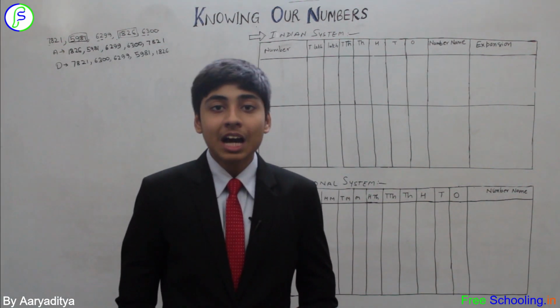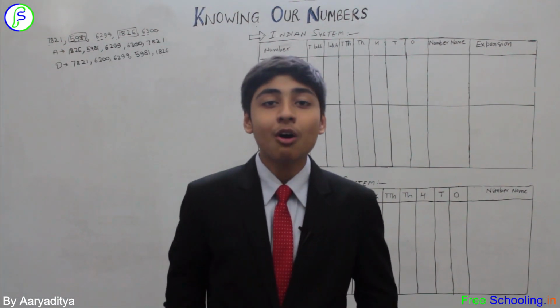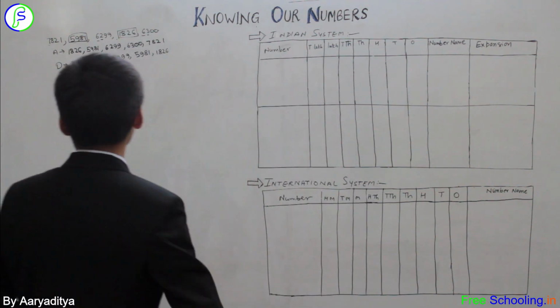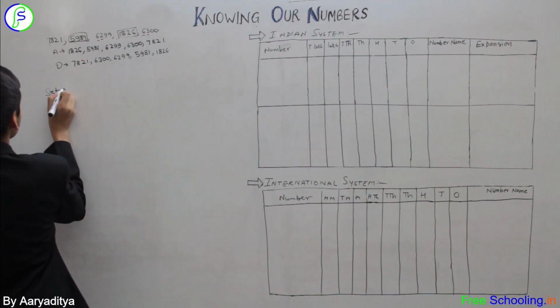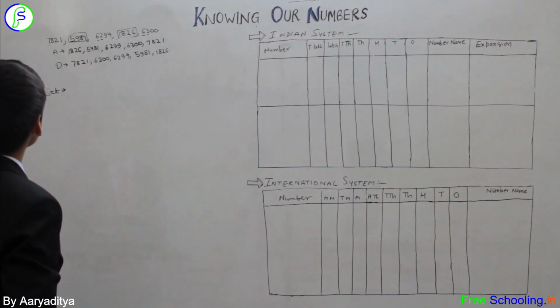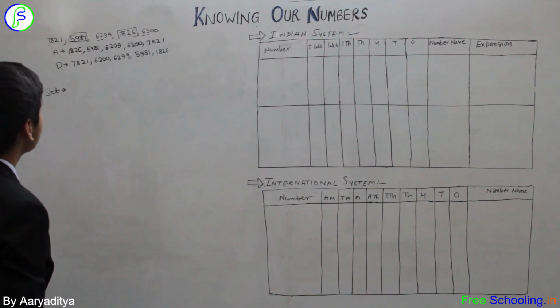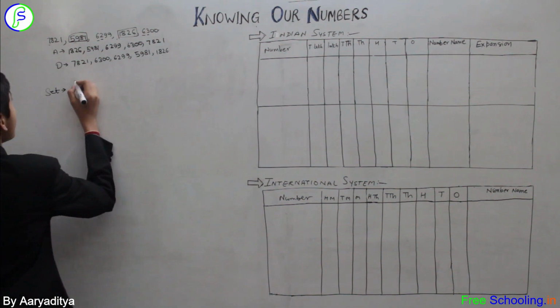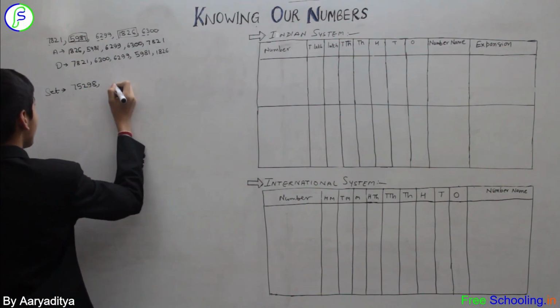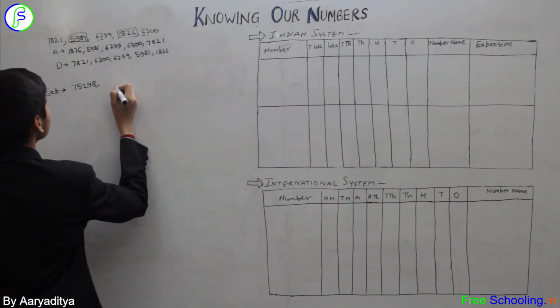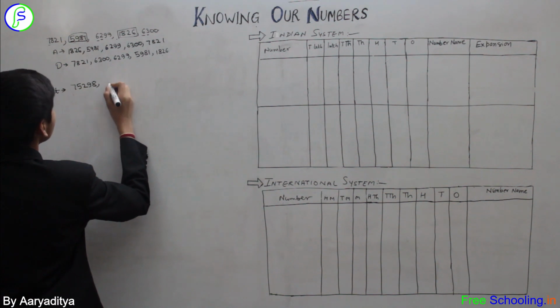Let me give you one more example to clear out each and every doubt about ascending and descending order. Let us take a set. What can we take? Let me take bigger numbers. We take 75298 again. What new number can we take?